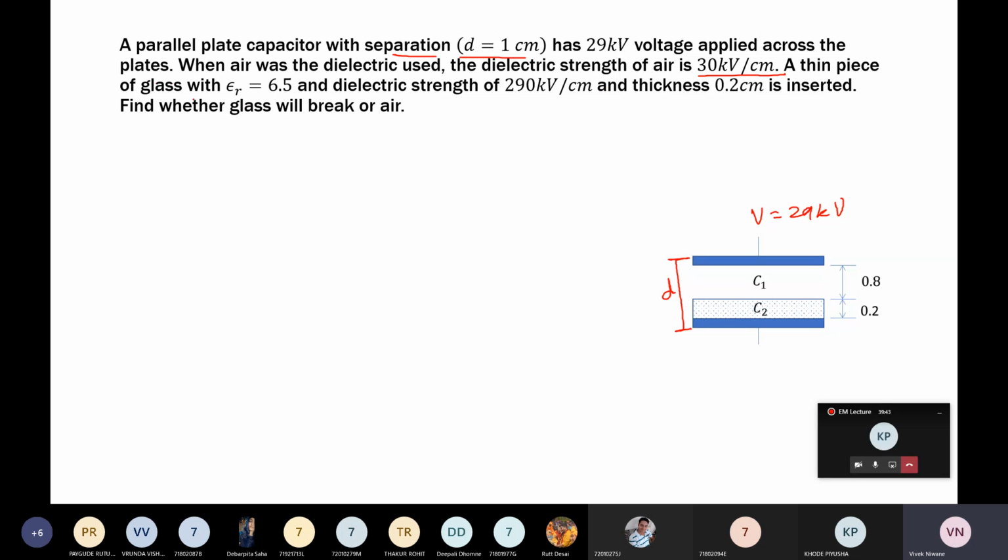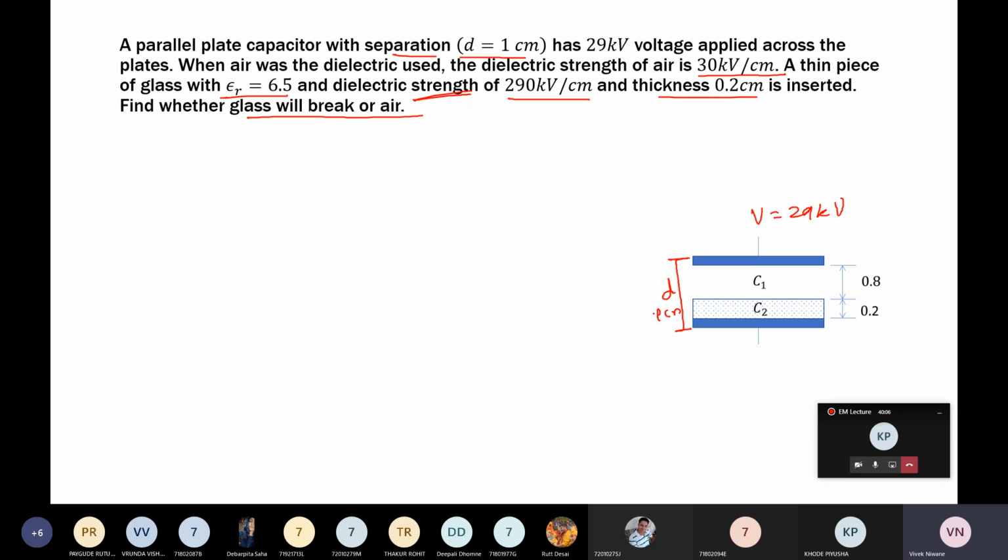A thin piece of glass with epsilon r is equal to 6.5 and dielectric strength 290 kilovolt per centimeter and thickness of 0.2 centimeter is inserted. Find whether glass will break or air. ये बीच में breaking और dielectric strength कहाँ से आ गया? Okay. Actually we already talked about the dielectric strength, but let us revisit. Let us look at the geometry.